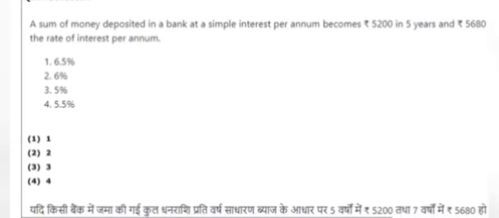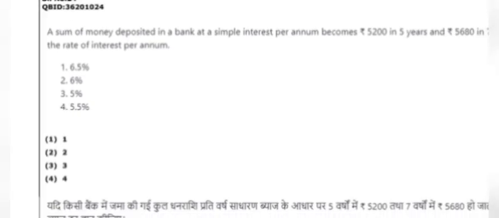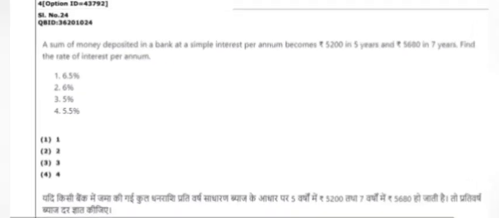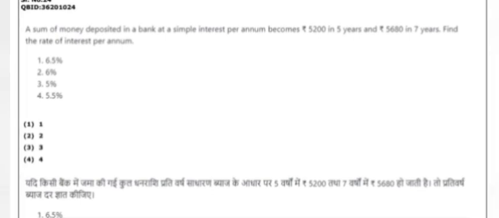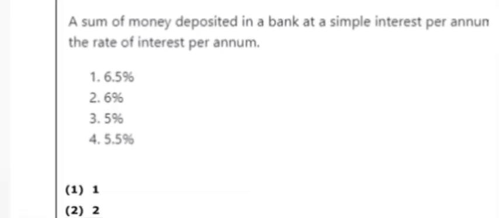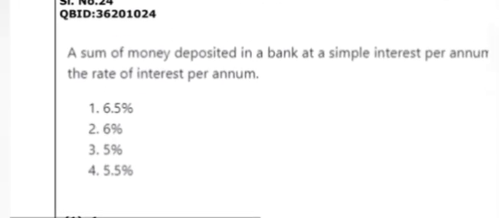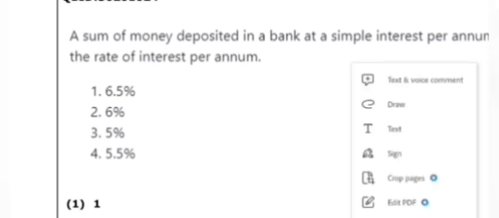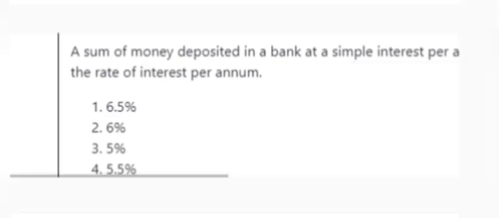Next. A sum of money deposited in a bank at simple interest per annum becomes 5,200 rupees in 5 years and 5,680 rupees in 7 years. Find the rate of interest per annum. 6.5%, 6%, 5%, 5.5%. Question 24, 6% will be correct.